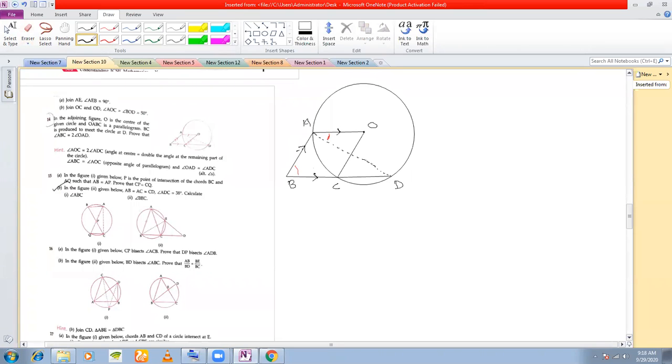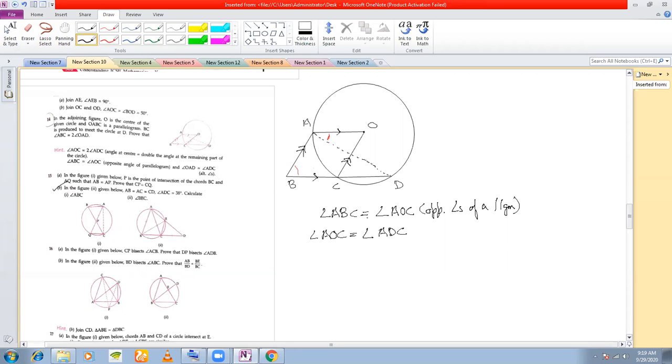So these two must be parallel. And you know that the opposite angles of a parallelogram are equal. So I can write angle ABC is equal to angle AOC, because opposite angles of a parallelogram are equal, right? And what else can I write? I also can write angle AOC is twice of angle ADC.